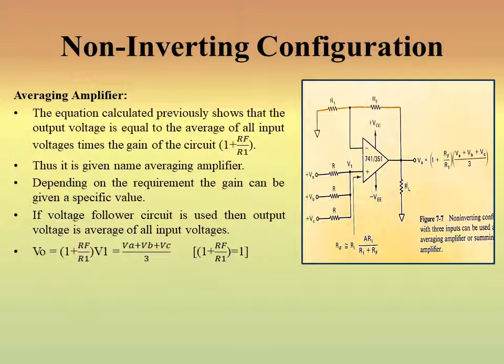So here again we have simply written 1 plus Rf upon R1 equals to 1. Then, putting the value of V1, we obtain the output voltage as (VA plus VB plus VC) upon 3.